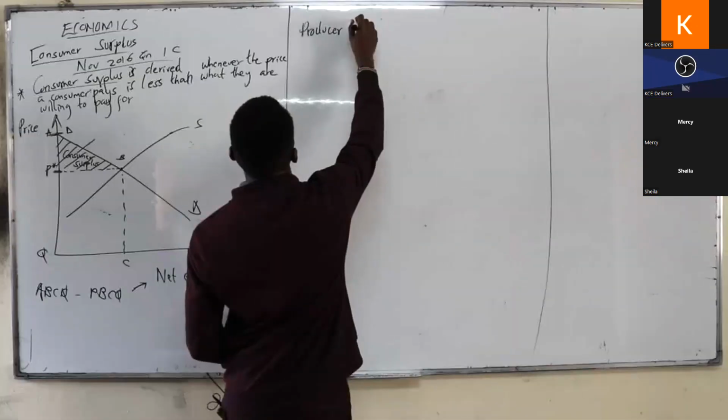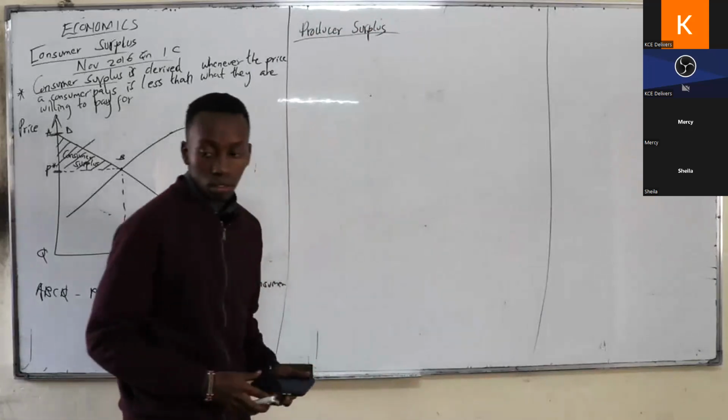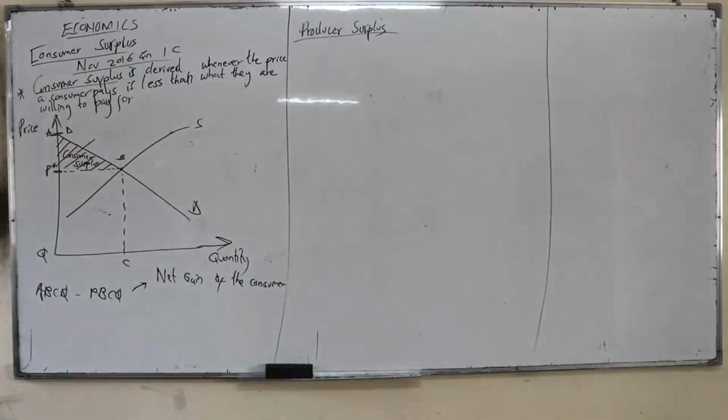Or producer surplus, or in other words, you'll find that it is being called the economic rent, which we're going to look at also when you're discussing the concept of the theory of the firm. So the difference between these two is the concept of consumer surplus and producer surplus.